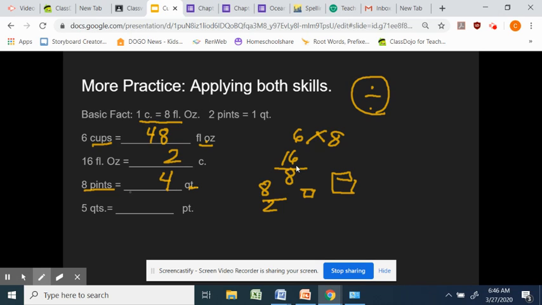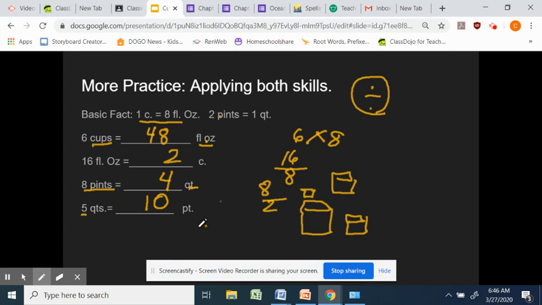Okay, the next one, 5 quarts into pints. A quart is a larger unit of capacity compared to a pint, so I am going to multiply. 5 quarts times 2 is 10 pints. If I have 5 quarts and I want to transfer it into smaller containers, which in this case is a pint, you are going to multiply. So 5 times 2 is 10.